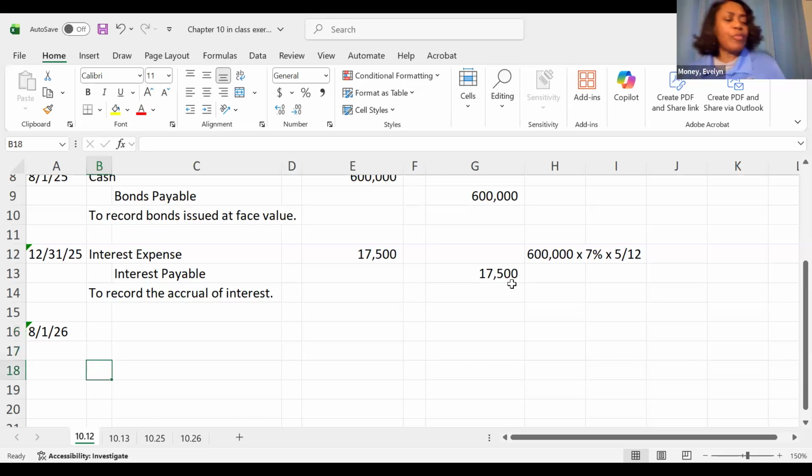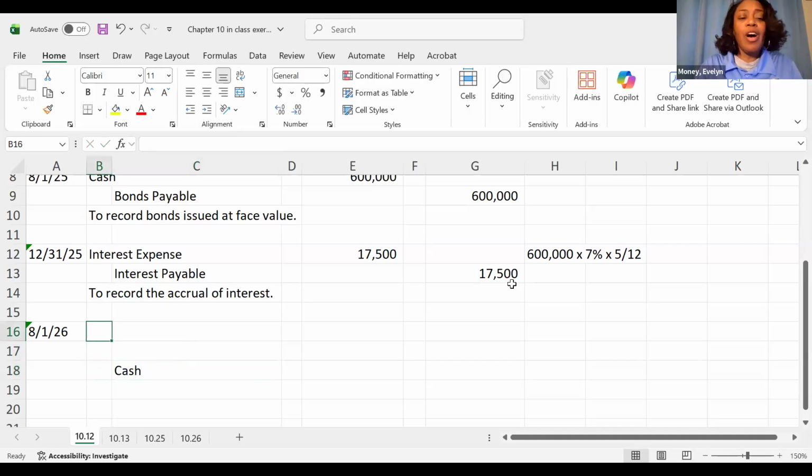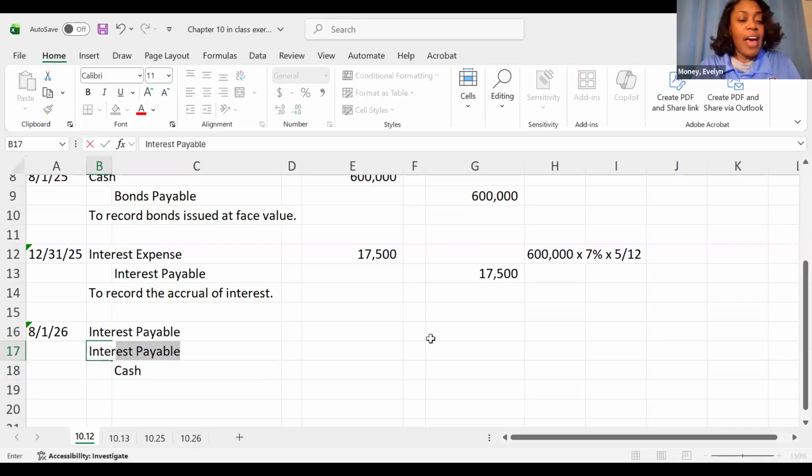Let me deal with my accounts first. So I know I'm paying out cash because this is the cash interest payment. I know that I already recorded 5 months worth of interest on December 31st. So I'm giving that to the bondholder. I don't owe it anymore. I can take that payable off the books. I also know that from January all the way through July, I have another 7 months worth of interest that the bondholders have earned. And we're going to call that interest expense.